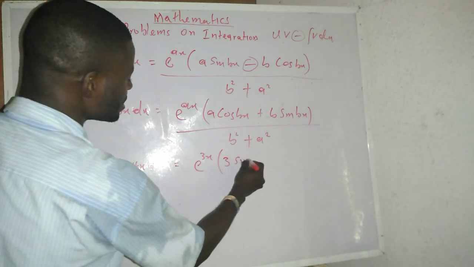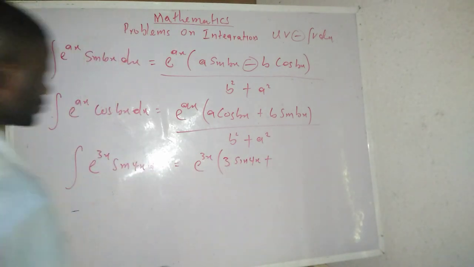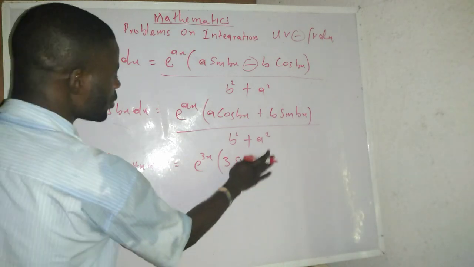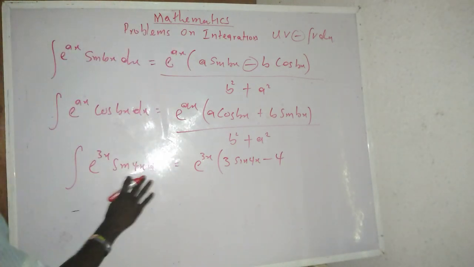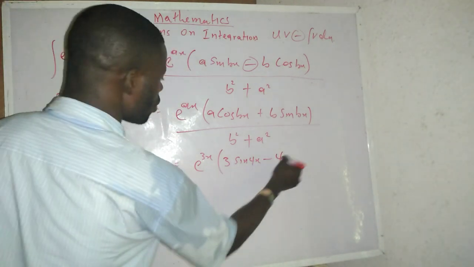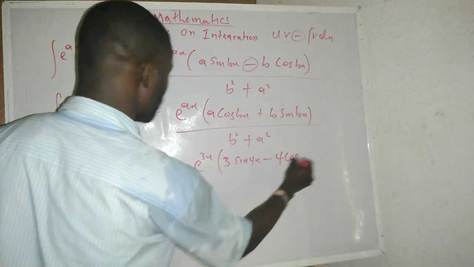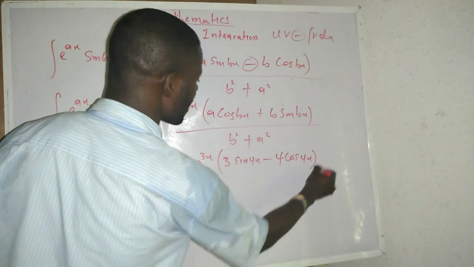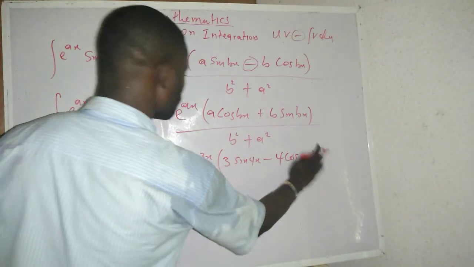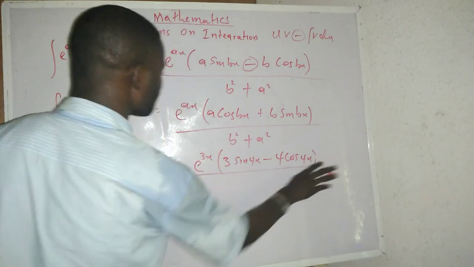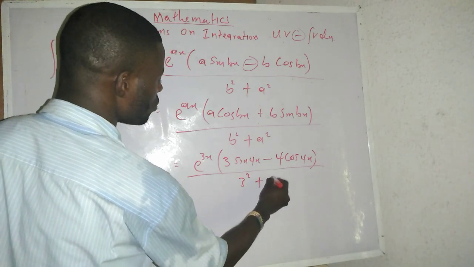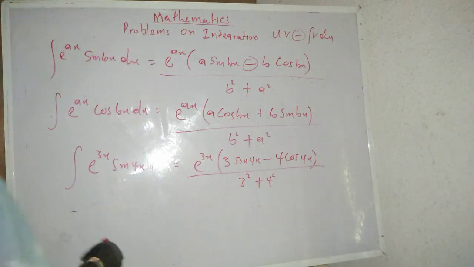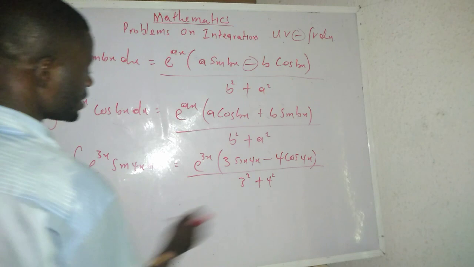I will repeat my word, sine 4x plus, okay, that will be minus. Now, minus, I will differentiate this. I will have 4. I'm differentiating this one now. I will have cos 4x, bracket, all divided by, now, which is what? 3 squared plus what? 4 squared. Which I will have 3 squared, 4 squared, 9, 16.